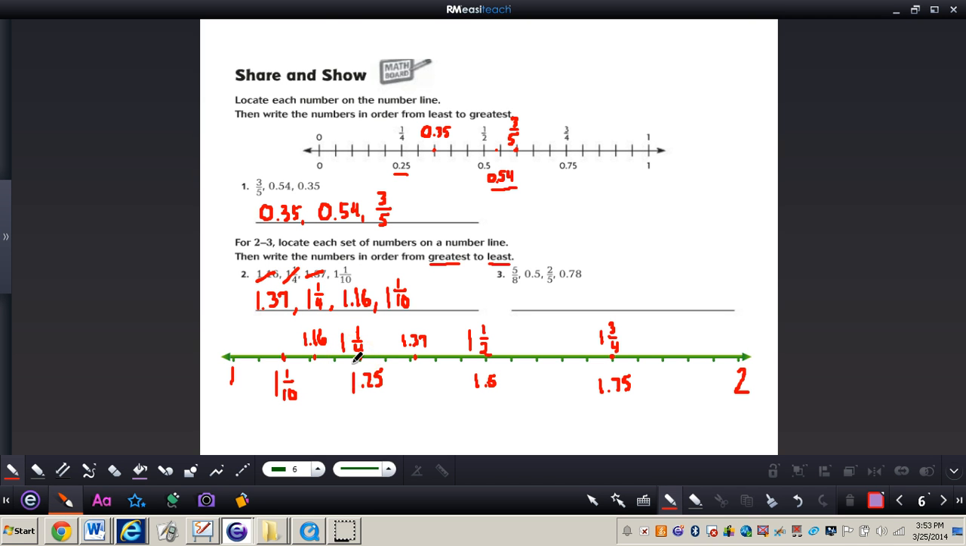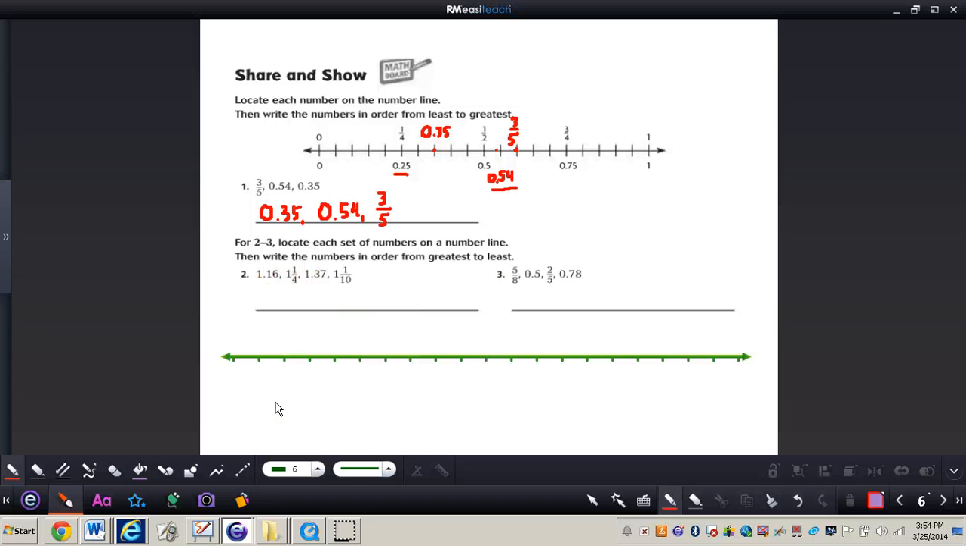Okay, I want you to do number 3. However, before you start this out, I want you to create your number line, and I want you to divide it up into 20ths. And when you press play, I'll show you what your number line should look like, and then you can start ordering from least to greatest from there. So I want you to create your number line, pause the video, then press play, and I'll show you what your number line looks like. So pause the video now.